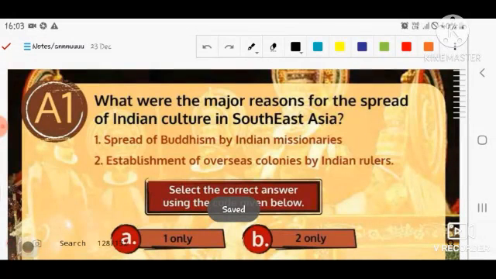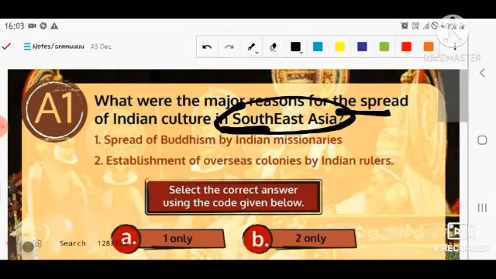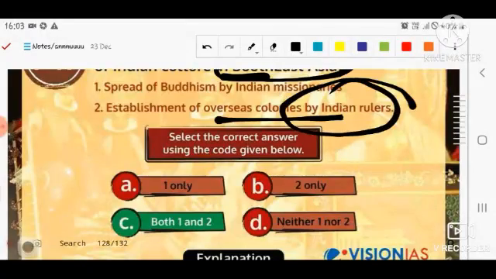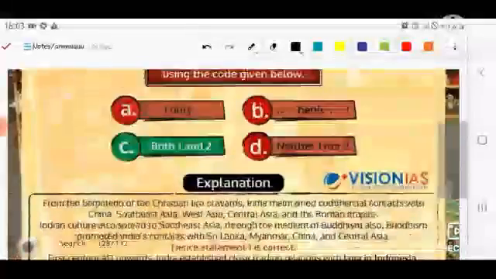Let's discuss the answer of the first question. First question, what were the major reasons for the Indian culture to spread in Southeast Asia? Spread of Buddhism by Indian missionaries and establishment of overseas colonies by Indian rulers. So both are correct. I gave you the example of the Raja also. Let's see how Vision is explaining these things.